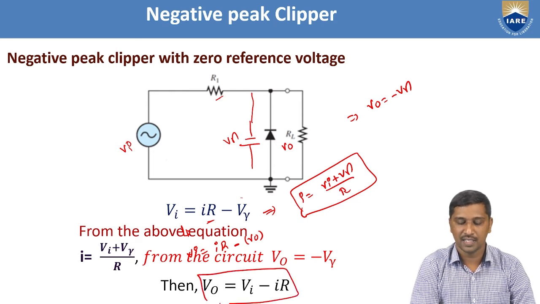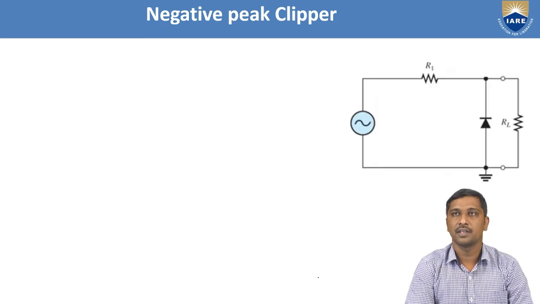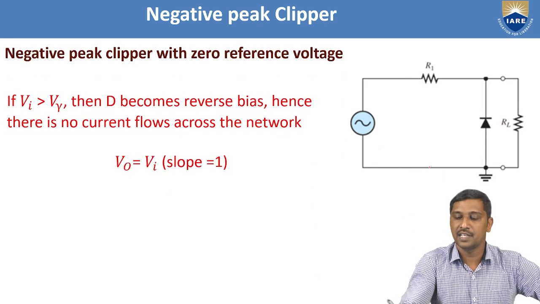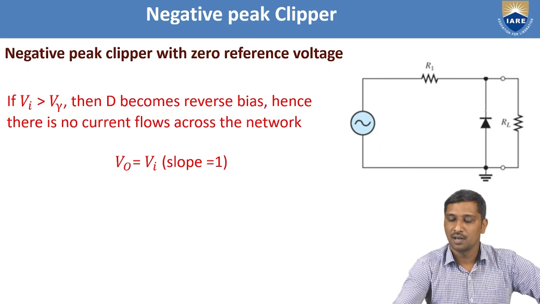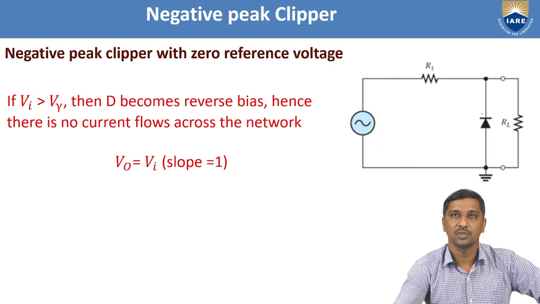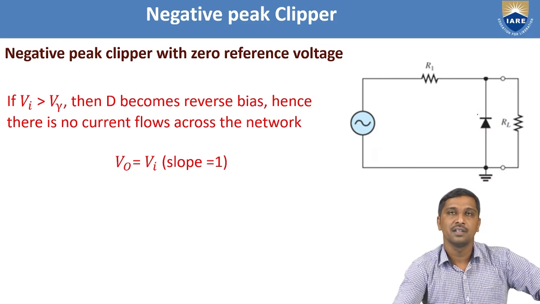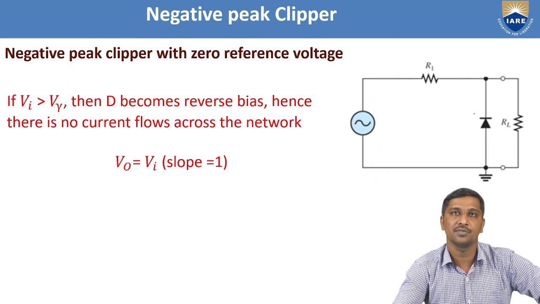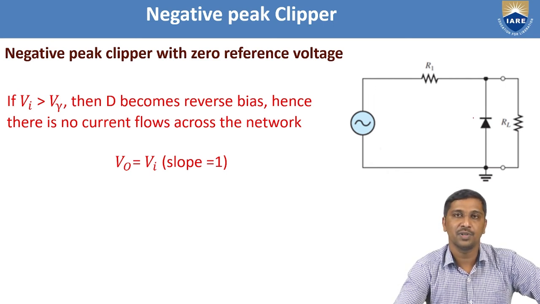And by using this mathematical relation, now we can observe. So what happens if the Vi is greater than V gamma? More voltage across the cathode here. If the anode voltage is larger than the cathode voltage, then only we can say that the diode is forward biased. If the anode voltage is less than the cathode voltage, we can say that the diode is under reverse bias.